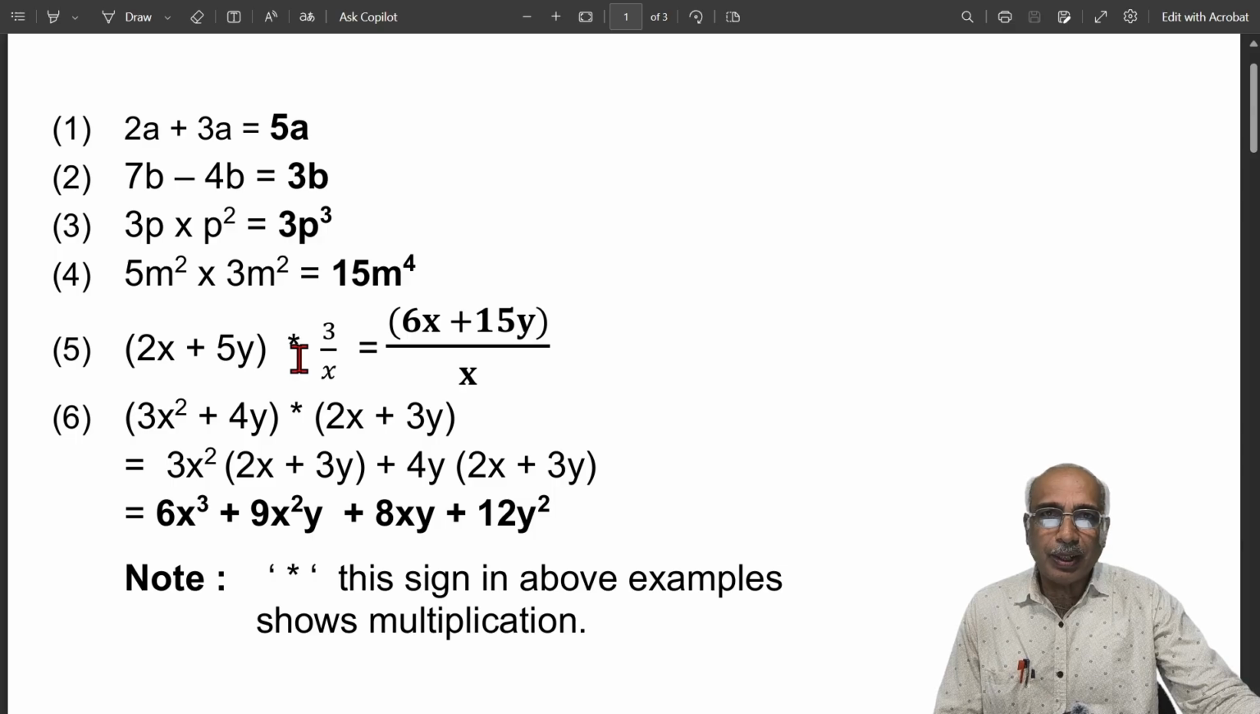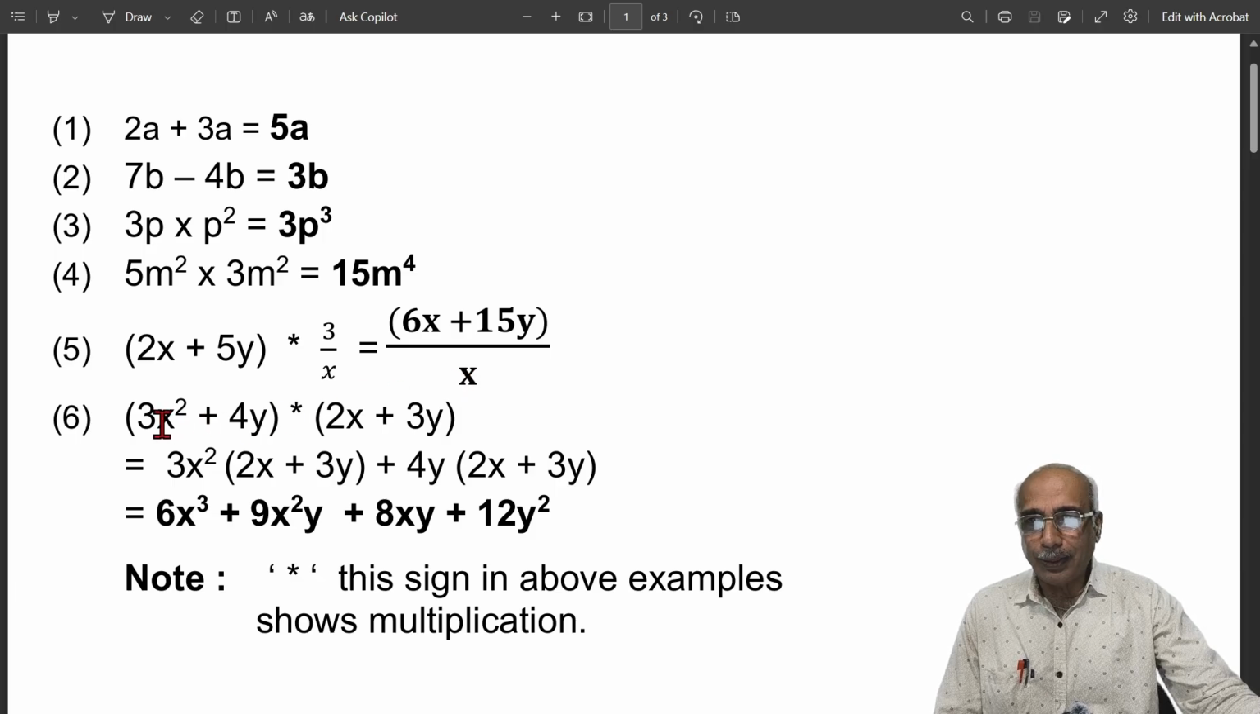Here an asterisk mark is given, that is for multiplication. So we will call it into 3 by x. Now here we multiply 3 to the bracket given here, 2x plus 5y into 3. So first term, that is 2x into 3 will be 6x, plus 5y into 3 will be 15y. In the denominator only x will come.